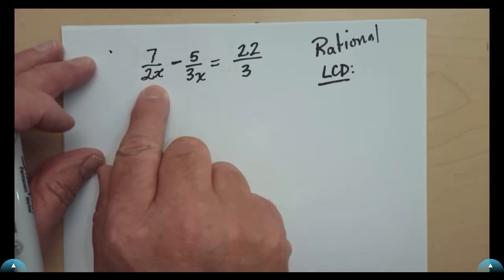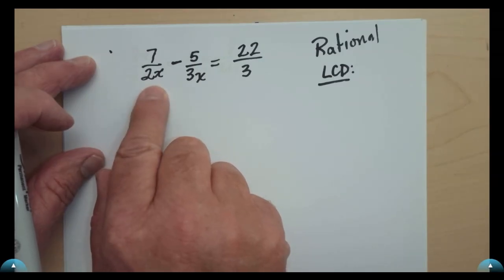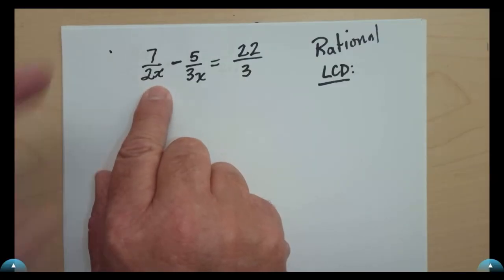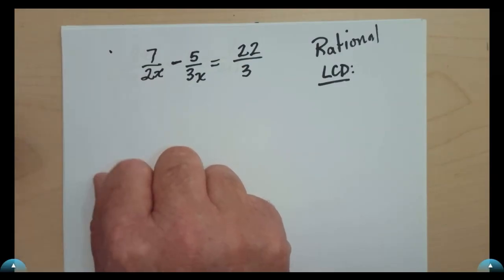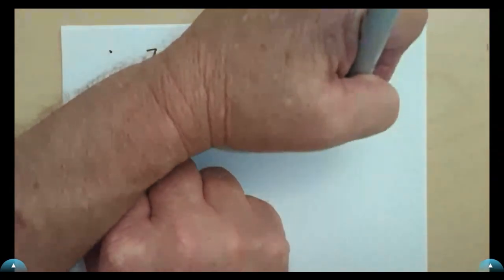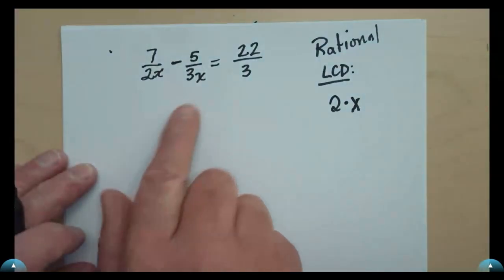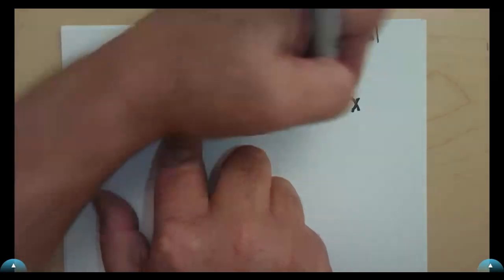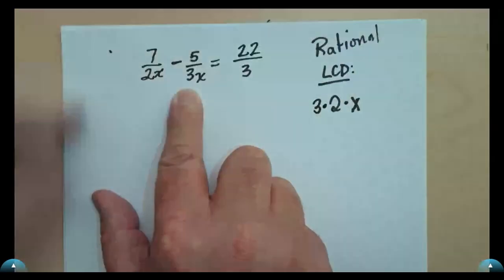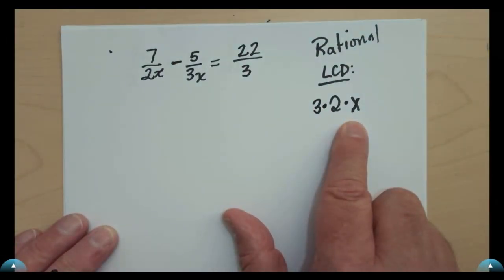Well, this is 2 times x, right? So we have to have a factor of 2. I don't know what number x is, but this is 2 times x. Whatever number x is, that number is a factor in this denominator. So I know my LCD has a factor of 2, and I know it has a factor of x. And then when I look at the next denominator, I know I have to have a factor of 3. So I'm going to add that into my LCD. I know I have to have a factor of x, but y'all see I've already got that covered, right?